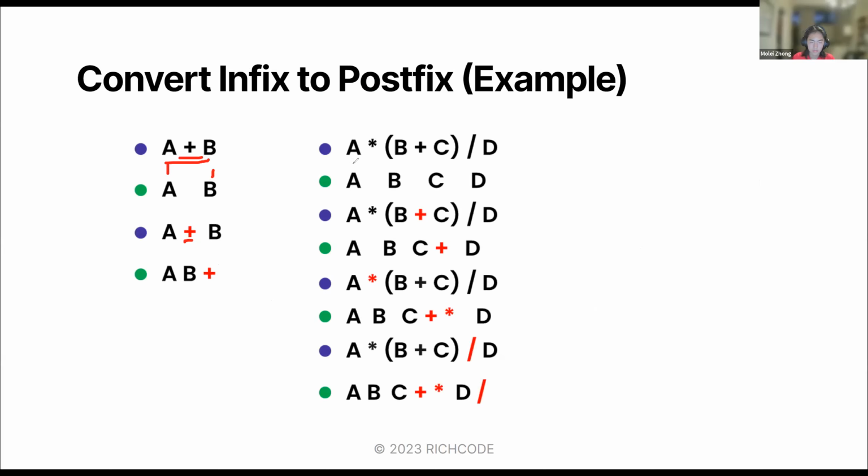And the same thing goes for A times B plus C divided by D. Write out A, B, C, and D. And then the first operation is this plus between B and C. You take this and put it after the B and C like so. And then next you have this multiplication between A and B plus C. And you just slap it on after ABC plus like so.